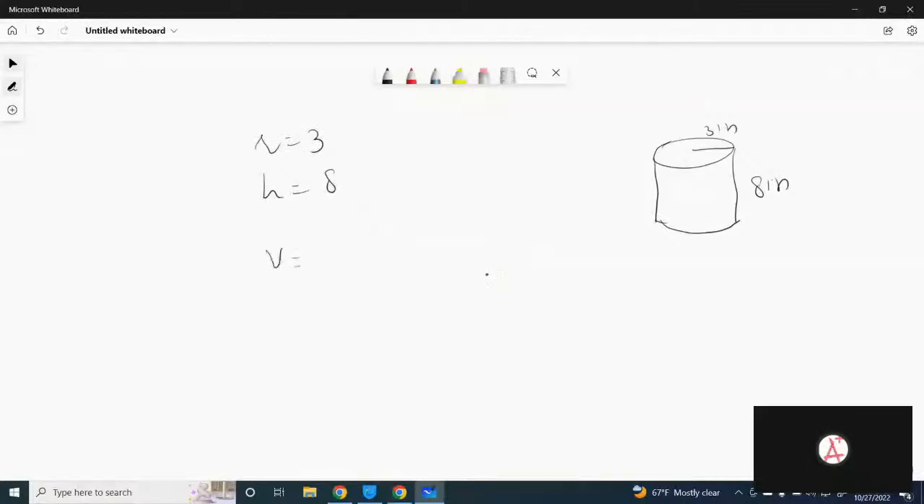So the formula for the volume of the cylinder is pi r square h. Got it? Pi has a value 3.14. R is 3. H is 8. Got it? Just multiply all the values. It would be 226.08. Got it?